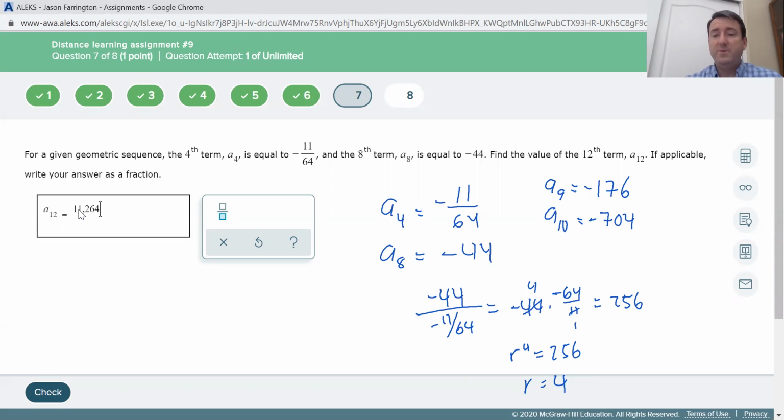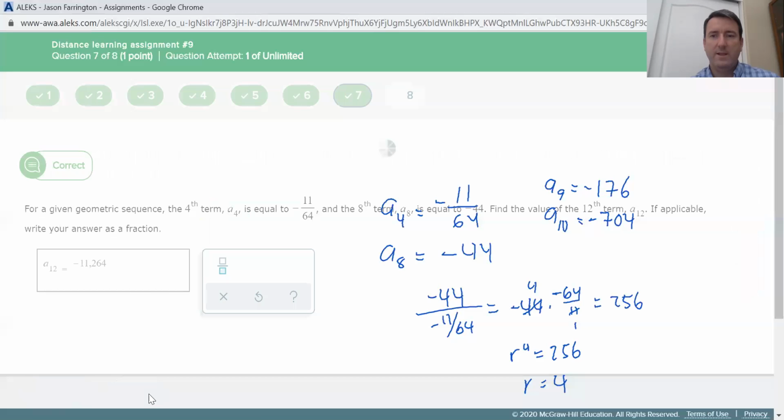You would do that for sure if they ask you, what's the 2,000th term in this sequence. You wouldn't want to just keep multiplying by 4 2,000 times. That would be ridiculous. But here, we only have to go 4 more terms from where we left off, so it's easier to just multiply by 4 more times and get the 12th term of negative 11,264.